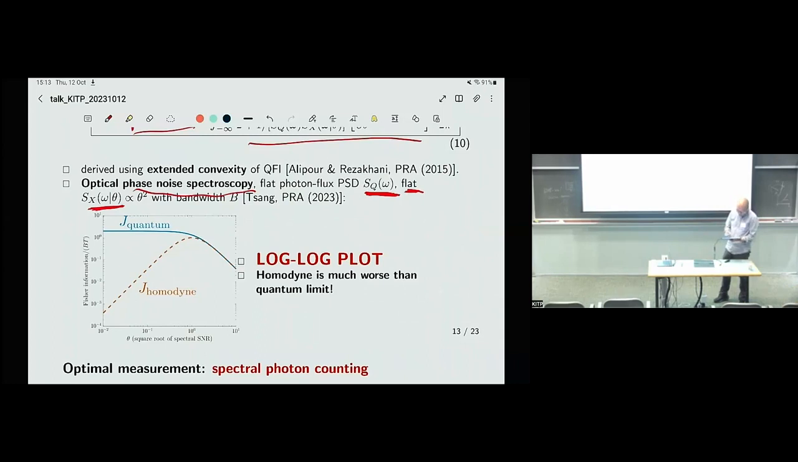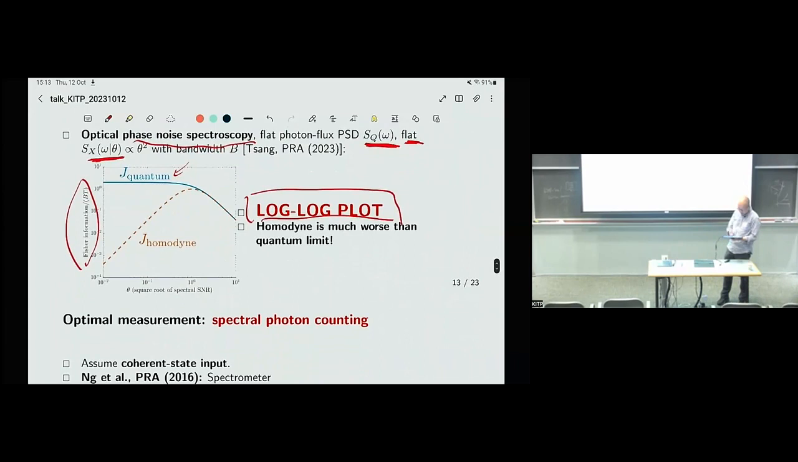5 minutes left, okay, but people have been asking questions. So, all right, this is the punchline of the whole talk, really. It's a log-log plot. There's the Fisher information, normalized with respect to the bandwidth and the time. This is the quantum limit. This is the parameter itself. So theta squared is the height of the power spectral density. This is theta here. There's a huge gap of orders of magnitude, depending on how small theta is.